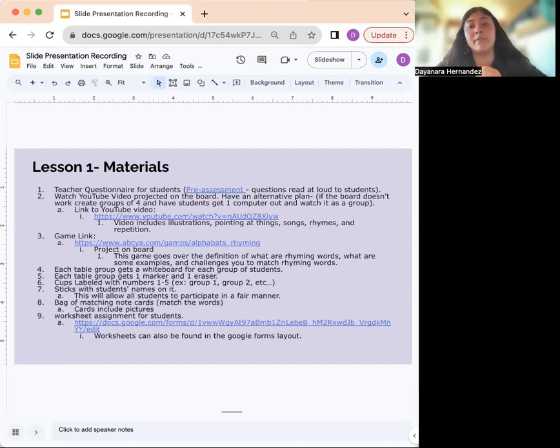Always have an alternative plan. In my case, I thought about the board not working, and instead of projecting the video on the board, I will have students in groups of 4, and one of the students will get his or her computer out and watch the video as a group.